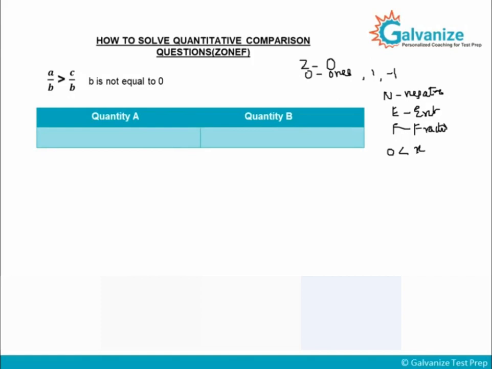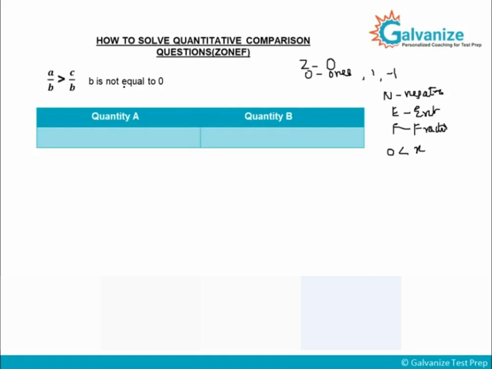So this is another trap the GRE puts in. You should be very, very careful. That is the reason if you comprehend this ZONF, if you put it in your mind, keep it registered in your mind, there is no chance that you will go wrong in quantitative comparison questions where you have to plug in values. Let me give you an example here.